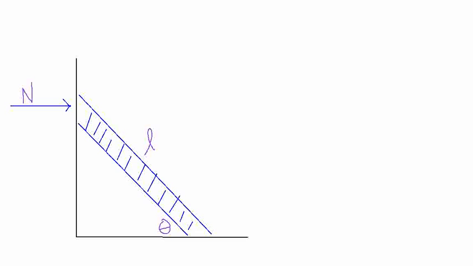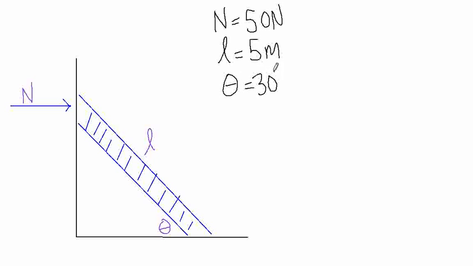Okay, so here's a picture of a ladder resting against a wall, making an angle with a measure of theta with respect to the ground. Okay, and the ladder has a length L. Now, just to give some numbers to this example, let's say that the normal force has a magnitude of 50 newtons. Let's say that the length of the ladder is 5 meters, and let's say that theta is 30 degrees. Okay? So here is how I would calculate the torque due to the normal force of the wall acting on the ladder with respect to the axis of rotation being the point where the ladder makes contact with the ground.